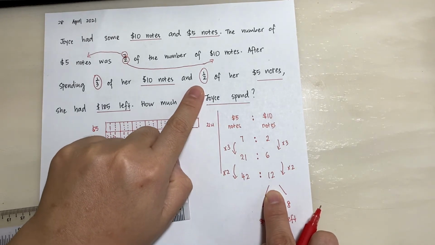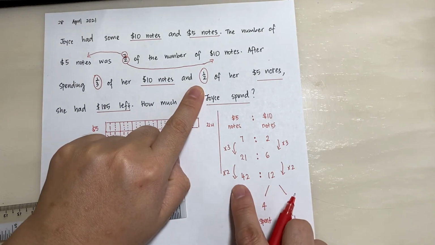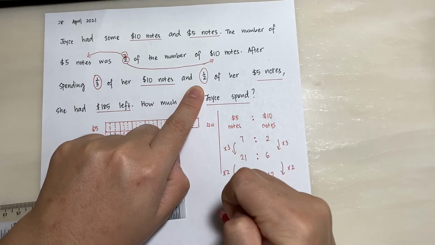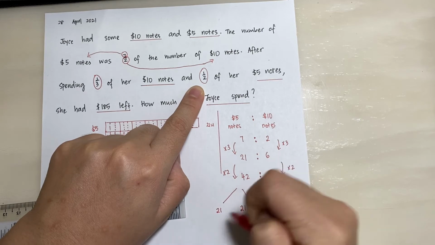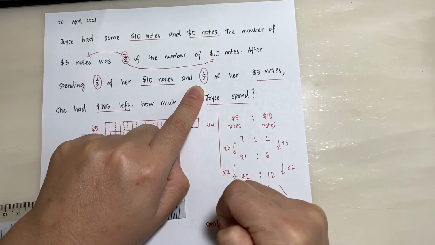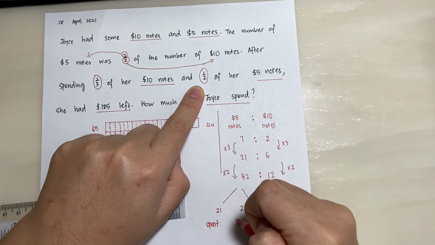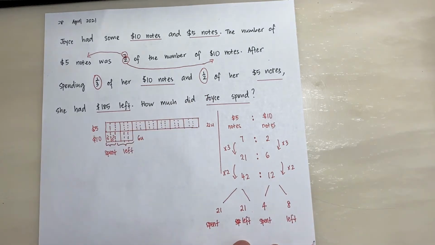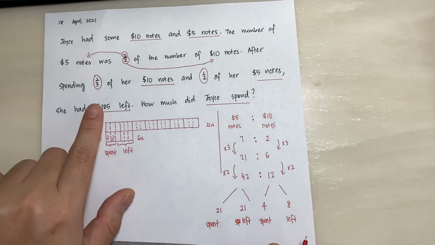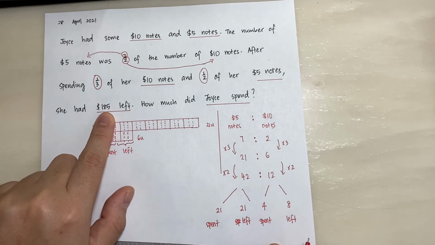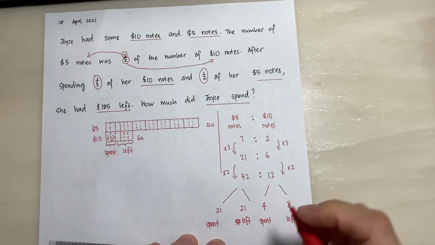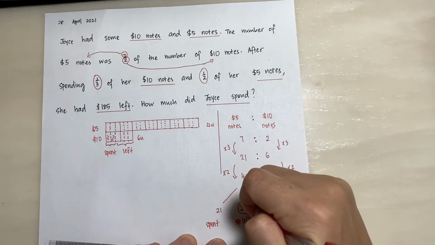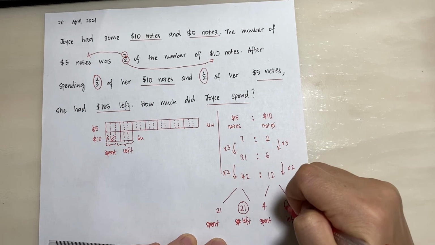It says that half of a $5 notes. So now I'm looking at this. Half of a $5 notes, it would mean that I would have 21 here. 21 parts will be spent, and I would have 21 parts that will be left. Now let's focus on the amount that is left, because that is what the value has given. We have 21, we have 8.